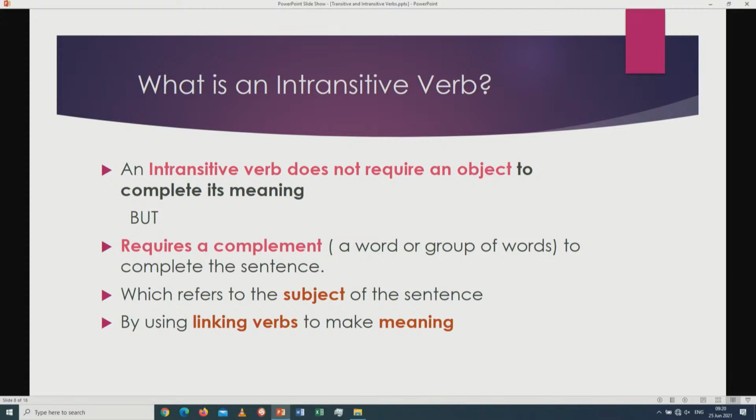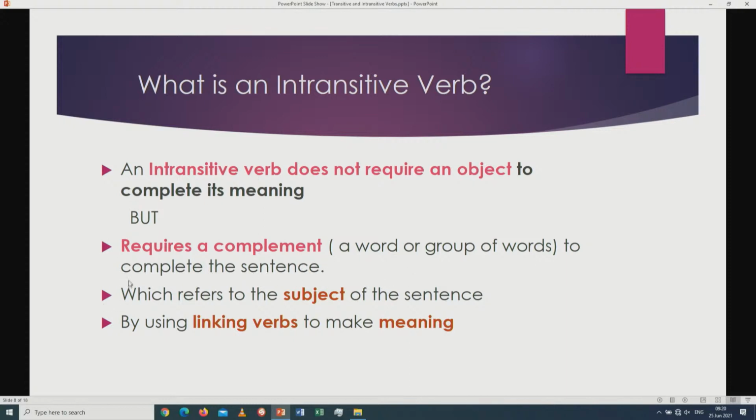Now we go to the opposite of a transitive verb, an intransitive verb. And there I try to explain it to you by saying an intransitive verb does not require an object. I think that is the main difference between a transitive and an intransitive verb. An intransitive verb does not require an object to complete its meaning, but it requires a complement. And a complement is a group of words to complete the sentence, which refers to the subject of the sentence.